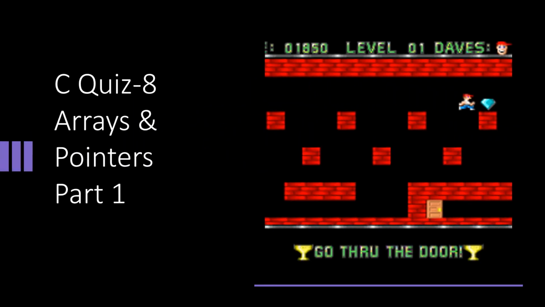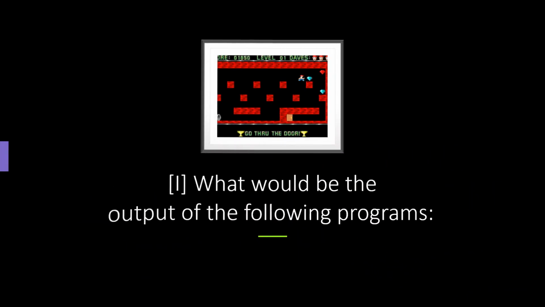Let us start C quiz on arrays and pointers, part 1, since we have another part as well. And in this quiz, we have 11 questions in which we have programs and we need to see what is the output of the following programs. Let us see the first question.